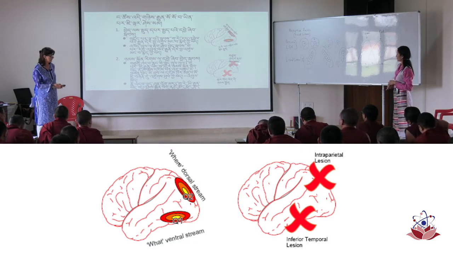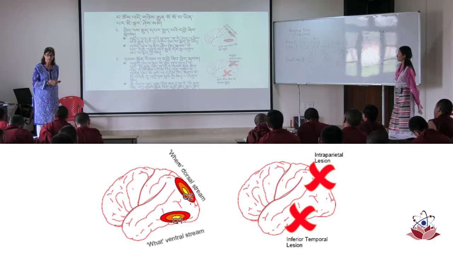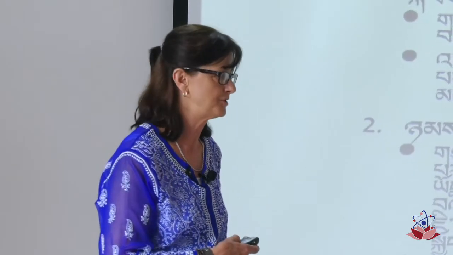In this pathway, there are neurons that are very, very specialized for recognizing faces and objects.